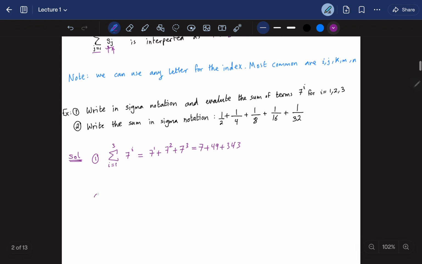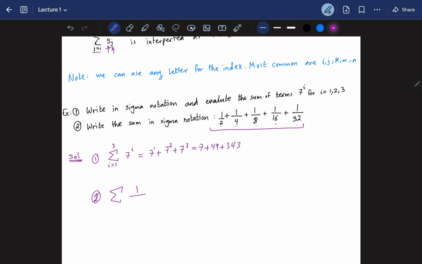Similarly, for the second example here, if I want to write the sum in terms of sigma notation, I want to notice a pattern here. Now, if you look at the numerator, it's all 1. So that does not matter. So in my sum, my numerator is always 1. Now let's notice a pattern in the denominator. I'm going 2, 4, 8, 16, 32.